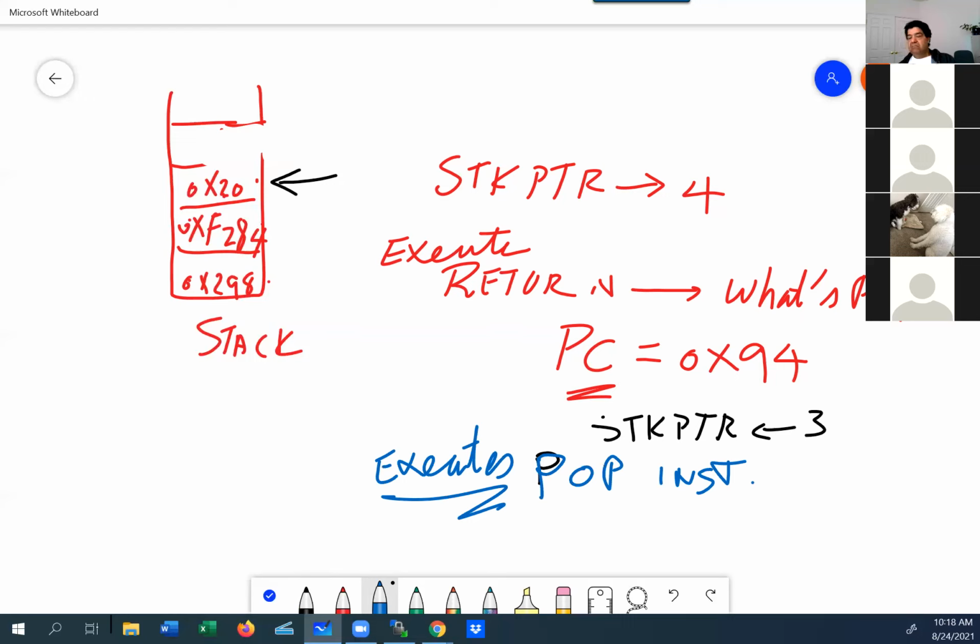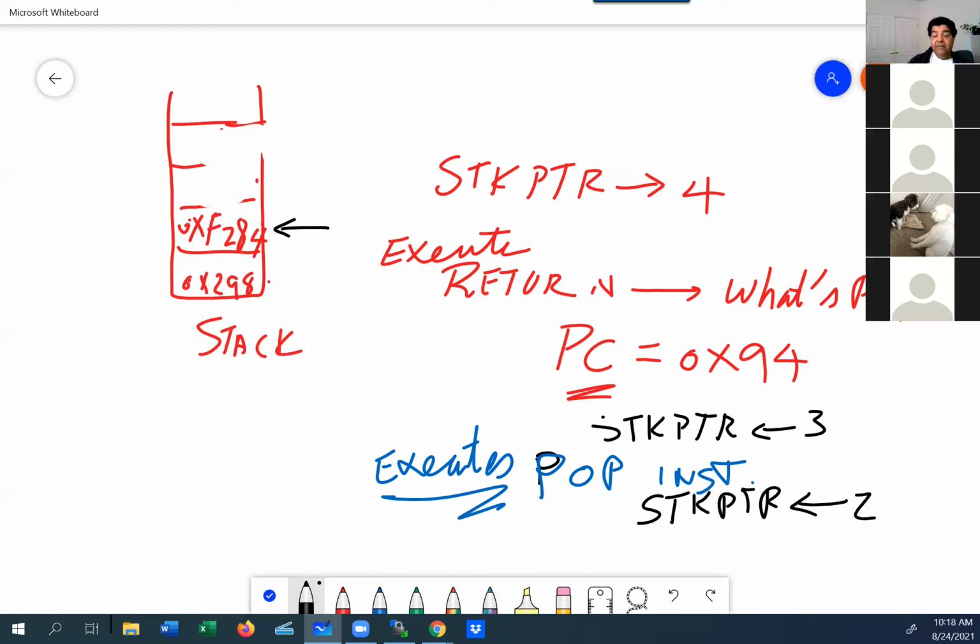Not really. It'll move on to the next instruction. Yeah, this is not going to do anything. It is basically getting rid of this thing. The only other thing that happens automatically is that the stack pointer now points here. Now we are down to the stack pointer being 2.